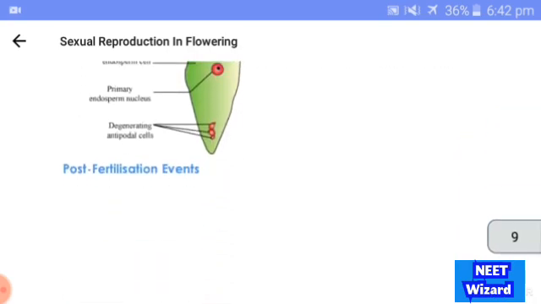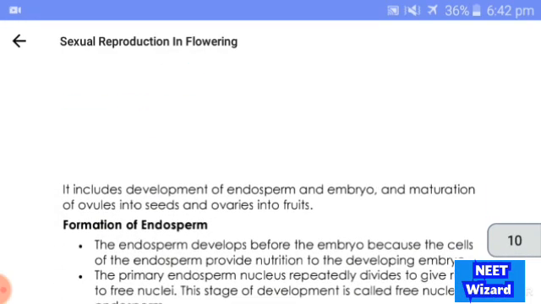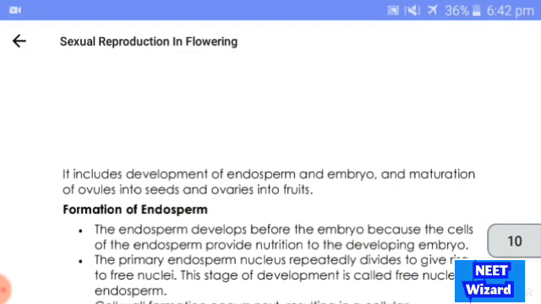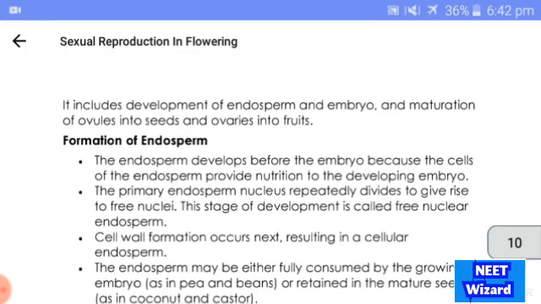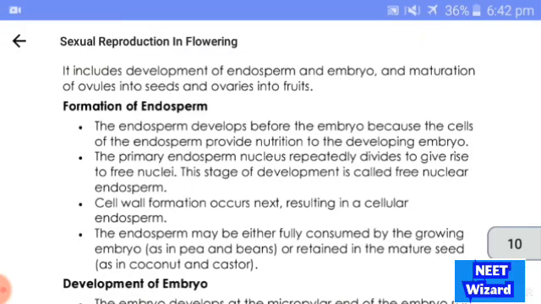Now, post-fertilization events. It includes development of endosperm and the embryo, and maturation of ovules into seeds and ovaries into fruits. Formation of endosperm. The endosperm develops before the embryo because the cells of the endosperm provide nutrition to the developing embryo. The primary endosperm nucleus repeatedly divides to give rise to free nuclei. This stage of development is called free nuclear endosperm.